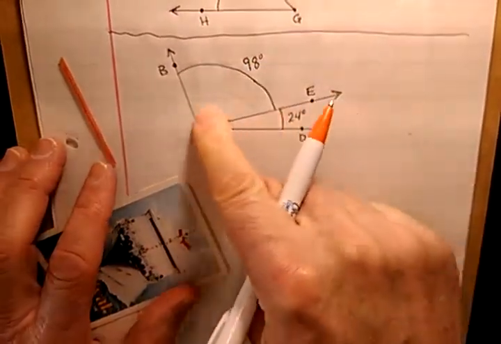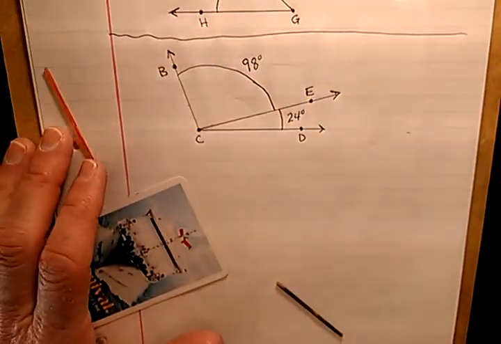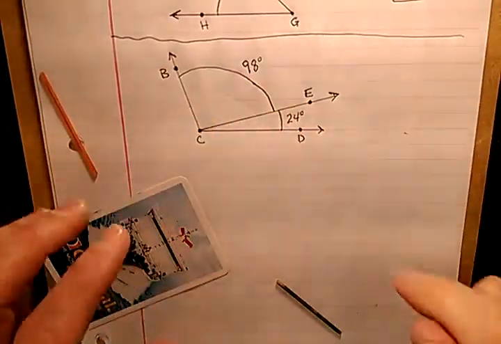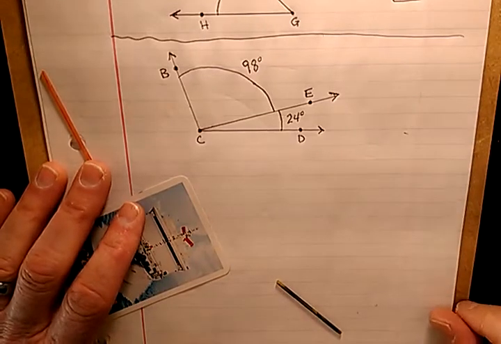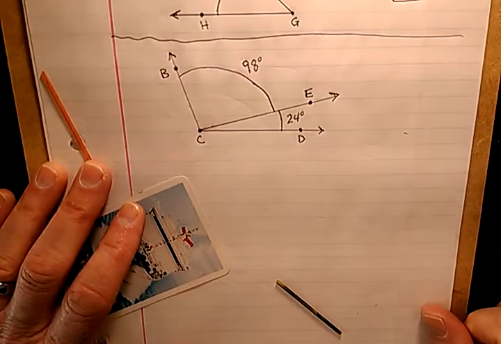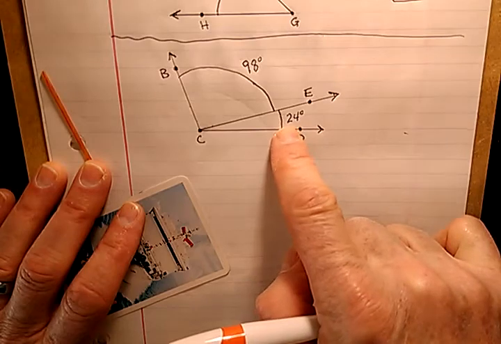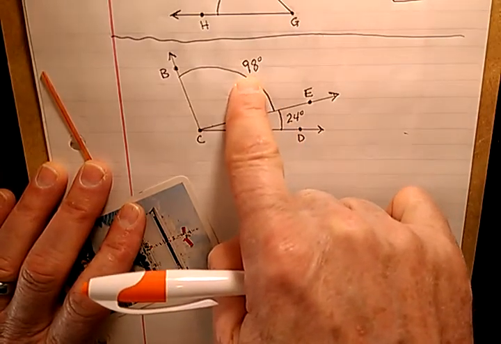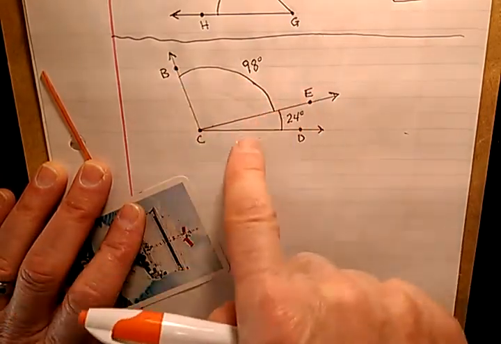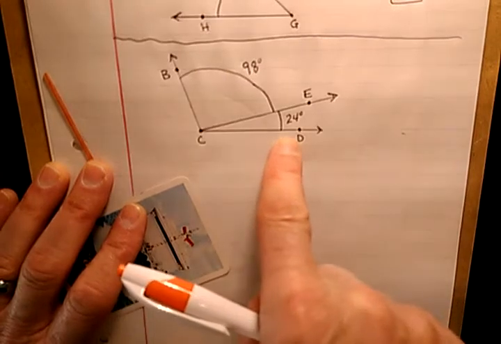It looks like it's bigger than 90, so I'm going to call it 98 degrees. I don't know for sure. I'd have to get a protractor to measure it, but if this is a 24-degree angle and that's a 98-degree angle, we've got our letters that we can use for naming it, we can answer this question.